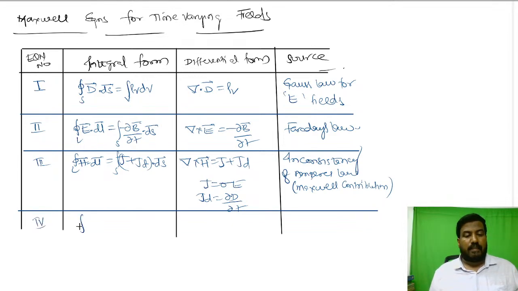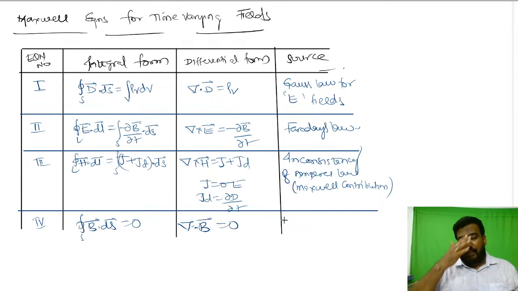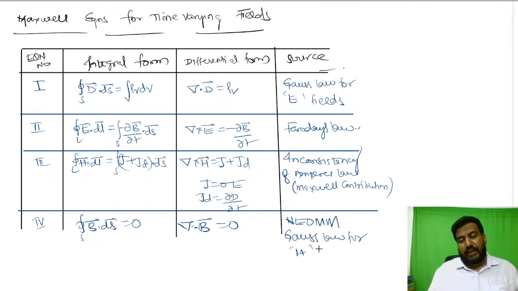The last one, as you know, closed surface integral B dot ds is 0. Del dot B is 0. Divergence of magnetic flux density is 0. Magnetic flux density is a divergence-less field or solenoidal field. This is from the non-existence of magnetic monopole, or simply called Gauss law for magnetic fields. These are Maxwell equations for time varying fields.